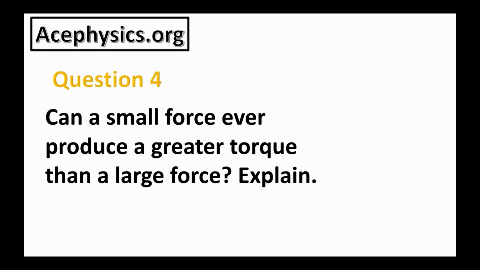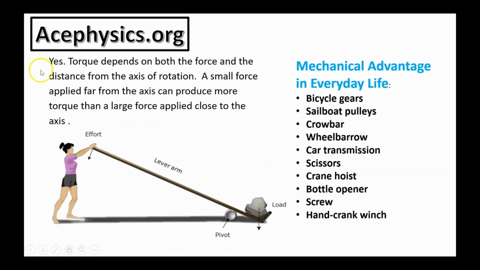Question 4. Can a small force ever produce a greater torque than a large force? Explain. The answer is yes. Torque depends on both the force and the distance from the axis of rotation. A small force applied far from the axis can produce more torque than a large force applied close to the axis. For example, the woman in this image is using a lever to lift an object much heavier than she could with just her bare hands.